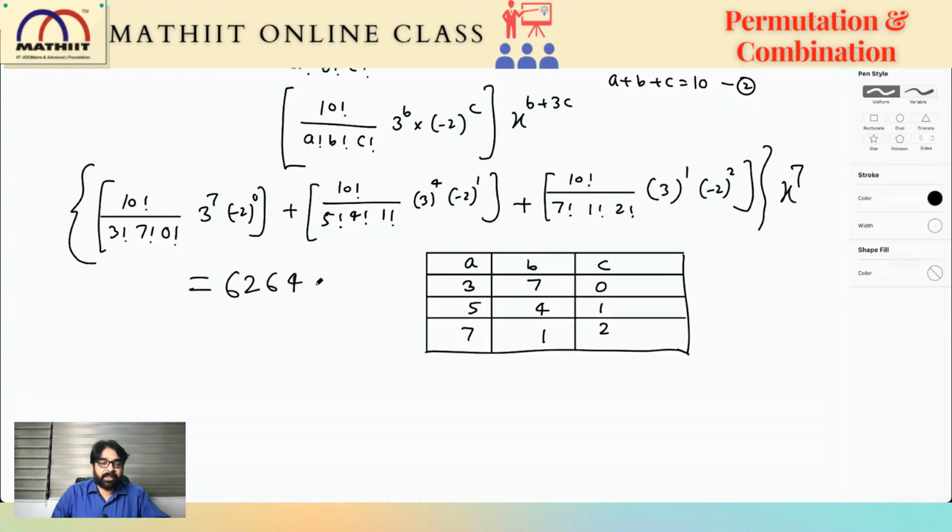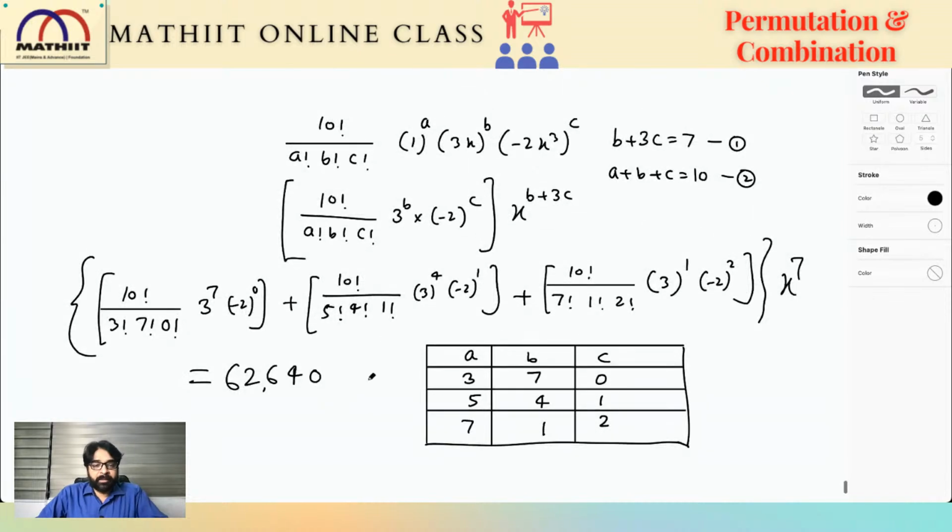I'm not calculating this; it will be an unnecessary waste of time. Everybody understood this point? Please confirm. Everybody clear about this? There is more than one term, 3 terms containing x power 7. So those 3 terms I calculated, and you have to find their summation. This is the logic applied.